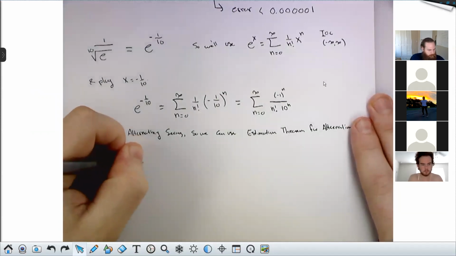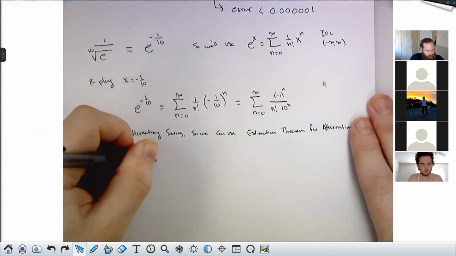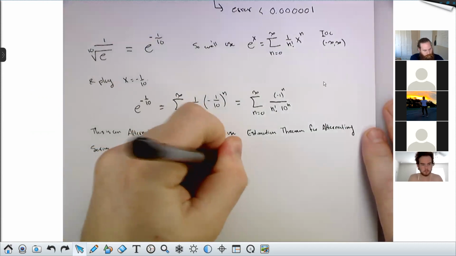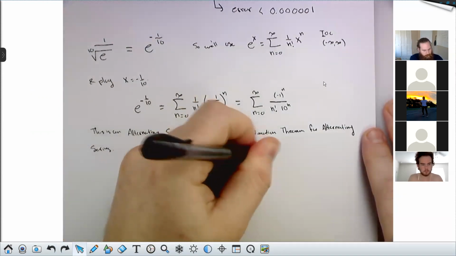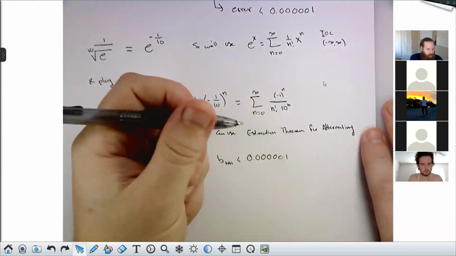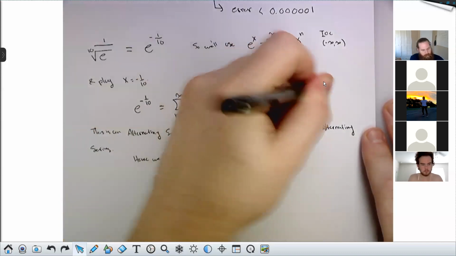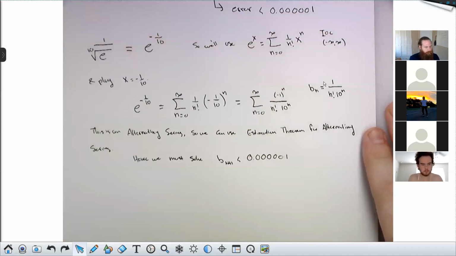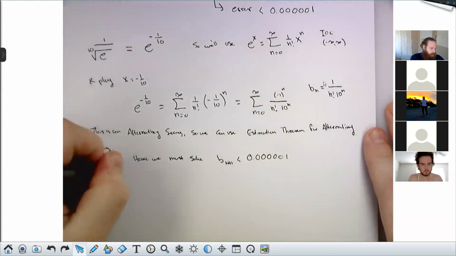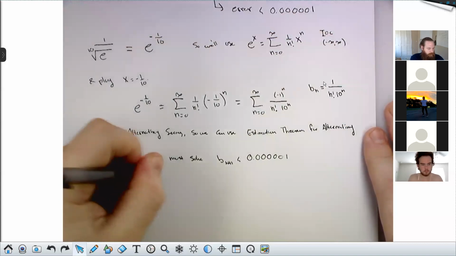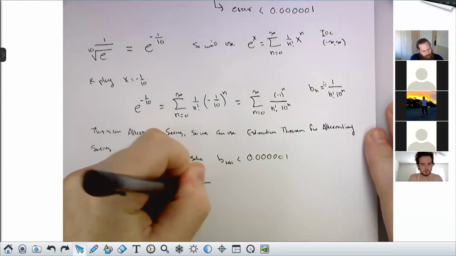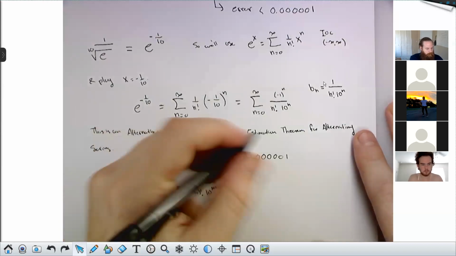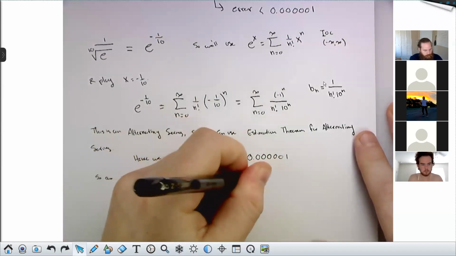So this says that we need to solve Bn plus 1 is less than 0.000001. And here, Bn is the non-alternating part of this summand. It's 1 over n factorial times 10 to the n. So our inequality is 1 over n plus 1 factorial times 10 to the n plus 1 is less than, this is 10 to the negative 6, so I'll write it as 0.000001.